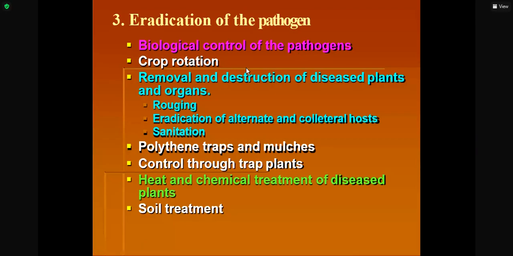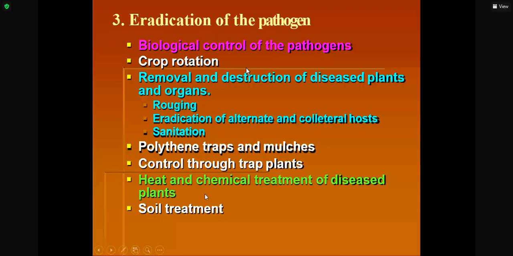So we can exploit different beneficial fungi, bacteria, and nematodes to control harmful fungi, bacteria, nematodes, and even insects, for example. We call it biological control of the pathogen.